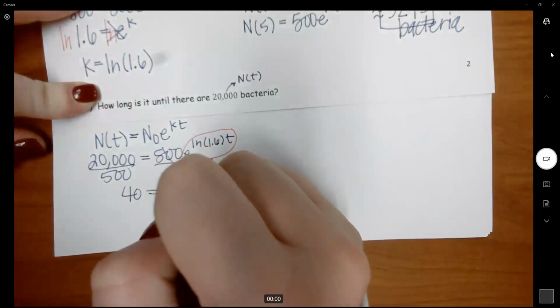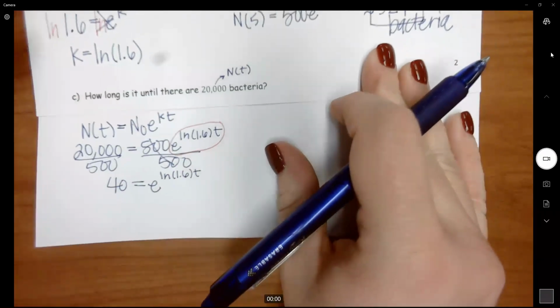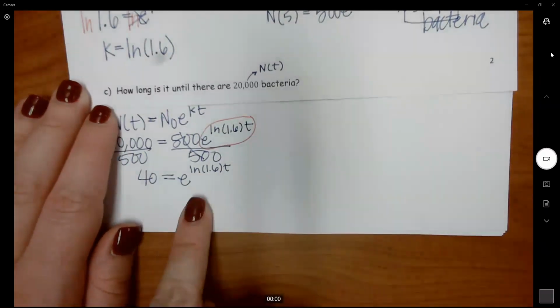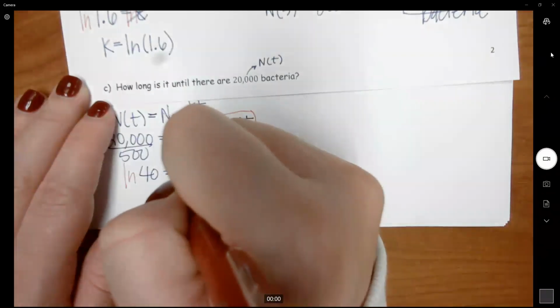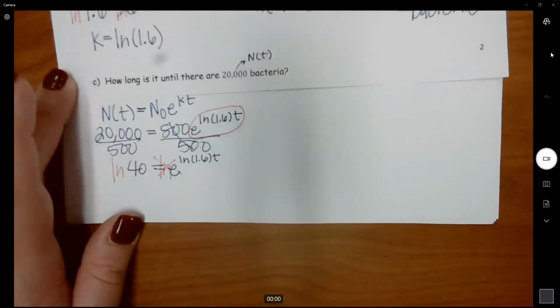E to the natural log of 1.6 T. So to solve for T in that exponent position, I need to get it out of that. We'll do that by multiplying both sides by the natural log, because that's the opposite of base E.